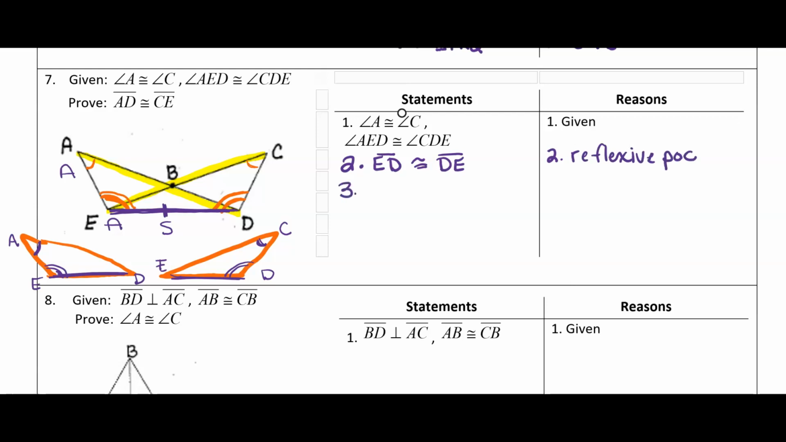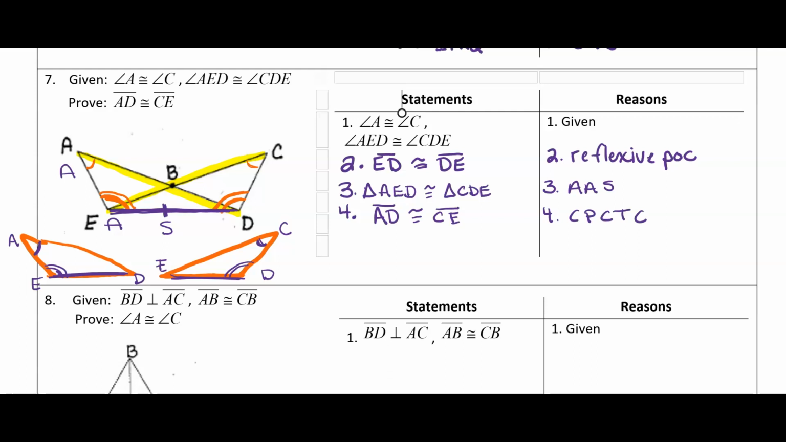Now I have angle, side. So triangle AED is congruent to triangle CDE, angle, side. So the triangles are congruent, therefore the parts are congruent. So segment AD is congruent to segment CE. Corresponding parts of congruent triangles are congruent.